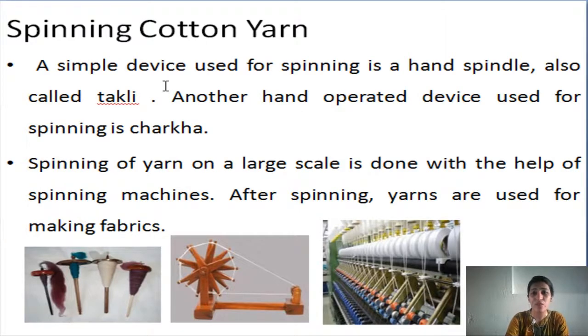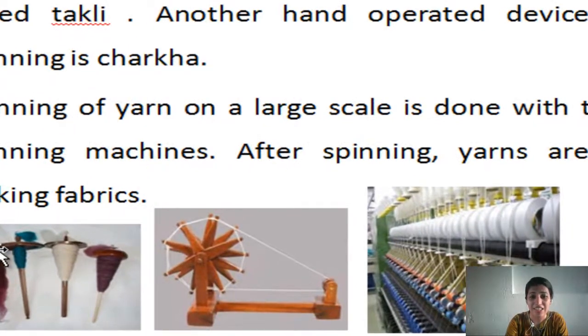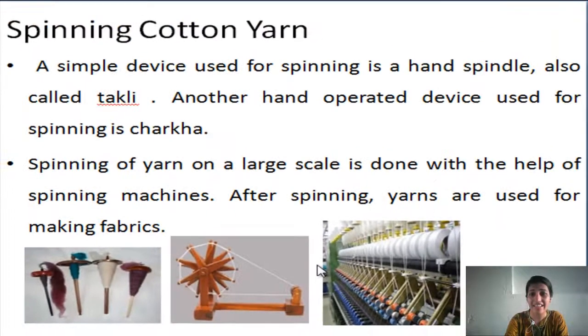A simple device used for spinning is a hand spindle. See this first figure. It is also called takli. Another hand operated device used for spinning is the charkha. See the second figure.